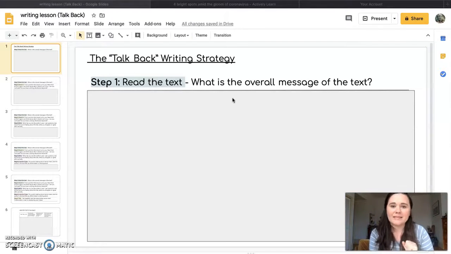Step 1, you're going to read the text. This could be a video, actually. It could be a podcast that you're listening to, or it could be an article or a blog post or a book. But you're first going to read the text and just decide for yourself, what is the overall message? What is the author trying to say here? And how do I feel about it?